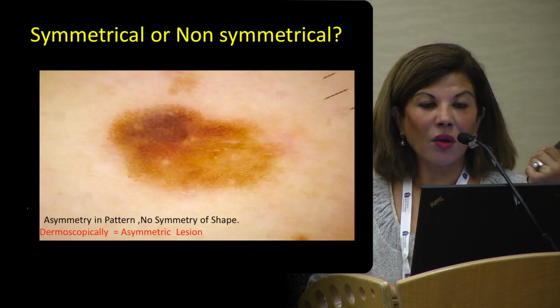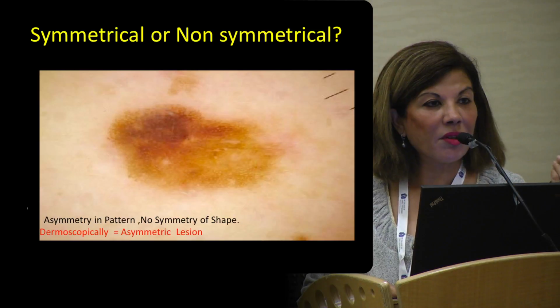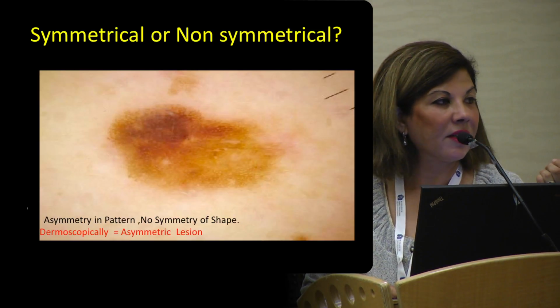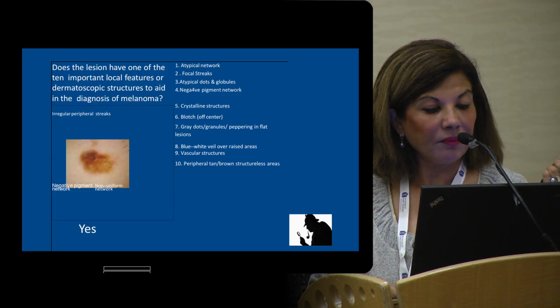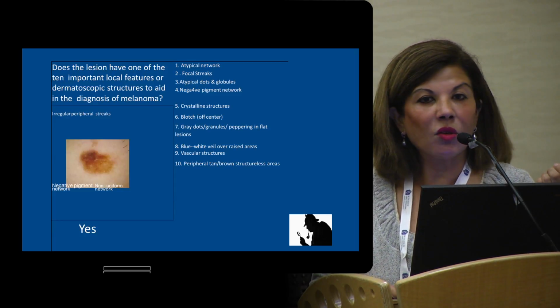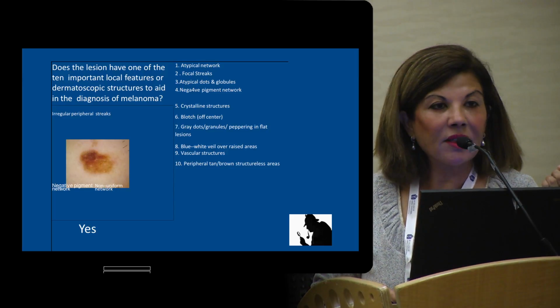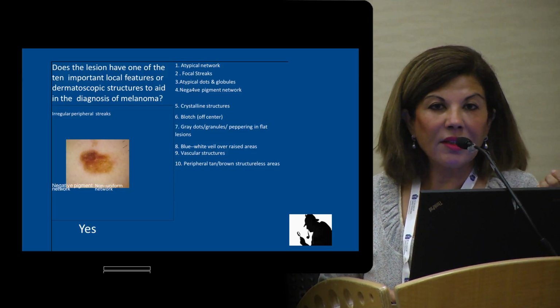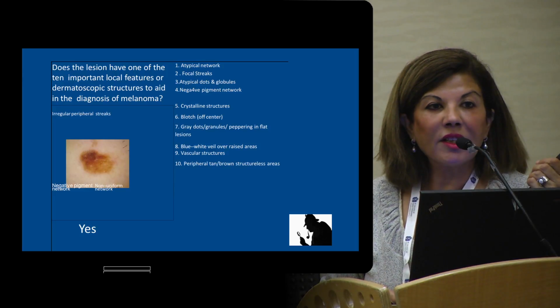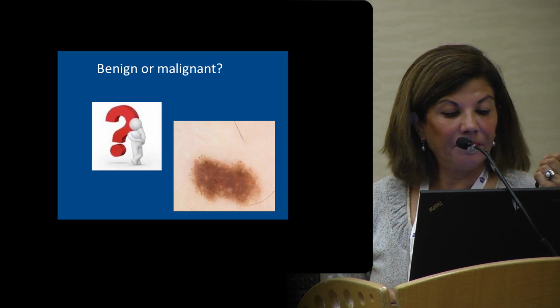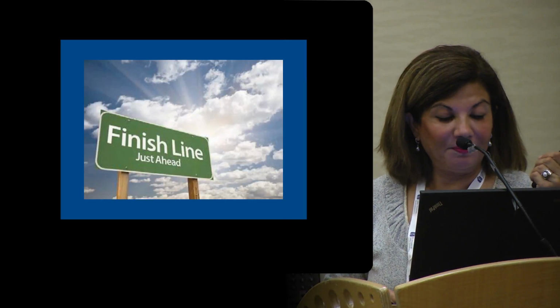Is it symmetrical or non-symmetrical? There is no symmetry of pattern and there is no symmetry of shape, and therefore, dermoscopically, this is an asymmetrical lesion. Does it have one of the 10 melanoma-specific structures for the diagnosis of melanoma? Yes, it has irregular peripheral streaks, it has a negative network and an atypical network. Benign or malignant? Malignant. Almost done.